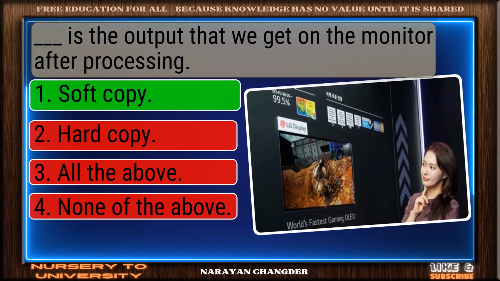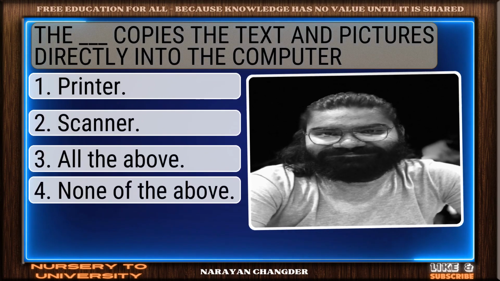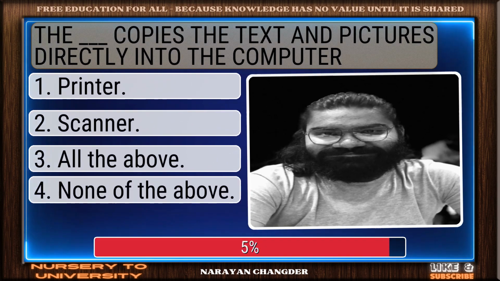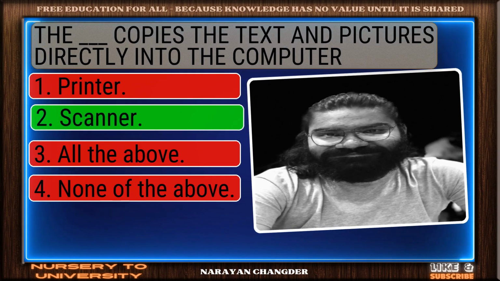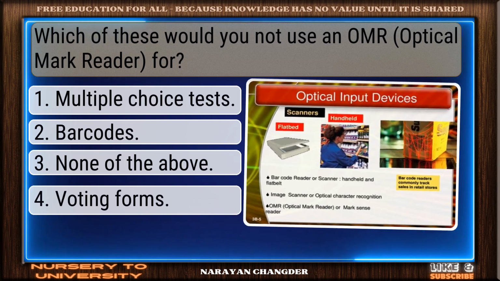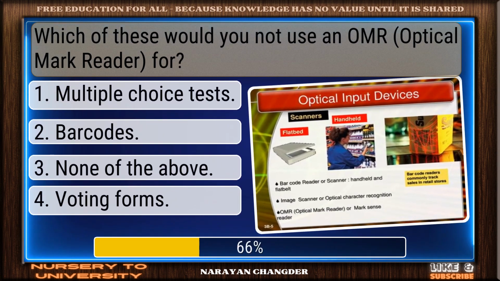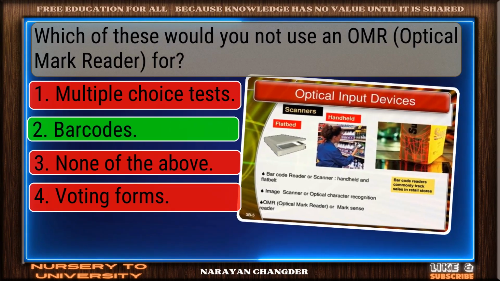You got it. Your choice soft copy is right. The dash copies the text and pictures directly into the computer. Strong choice. Scanner is the right answer. Which of these would you not use an armor for? Good thinking. Barcodes is the right answer.